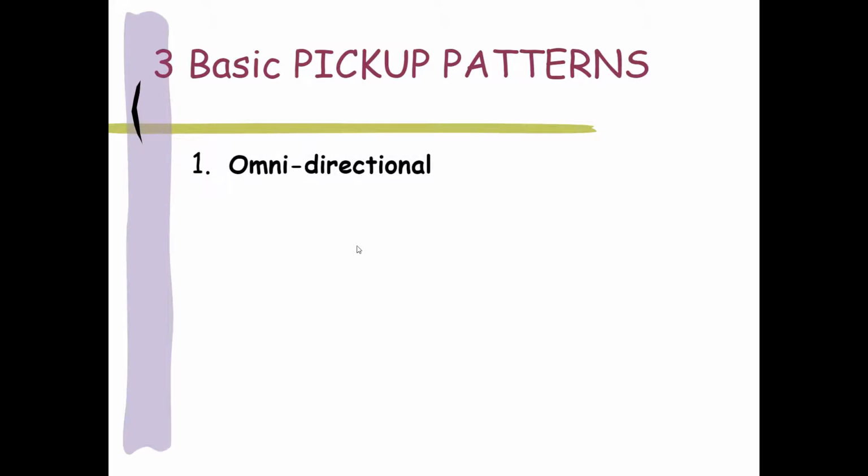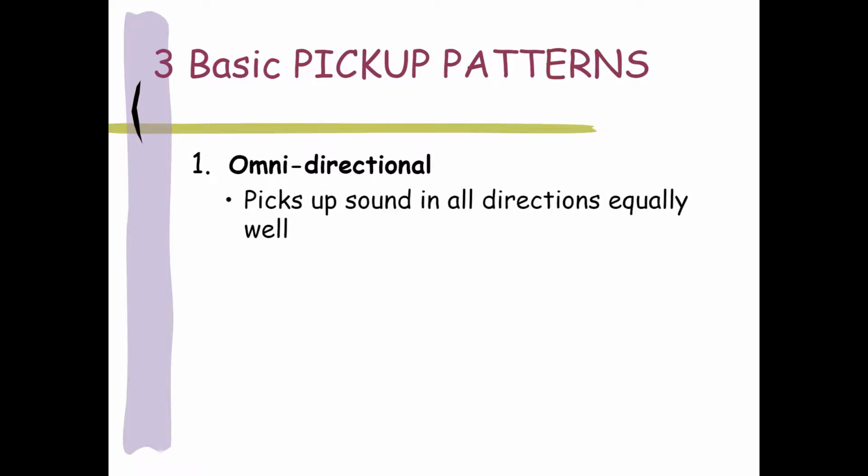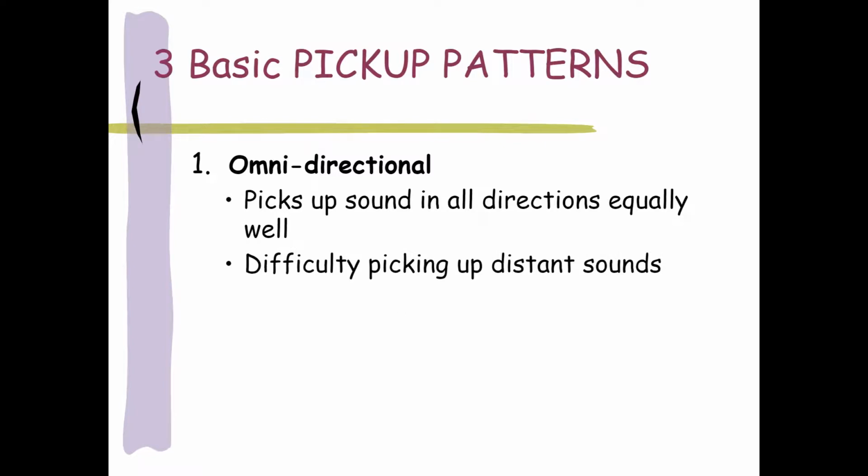The first one is omnidirectional. Omni meaning all around. So it picks up sound in all directions equally. It has difficulty picking up a distant sound. So if you have a cow out in the pasture and you're on the gravel road trying to pick up that sound of that cow, probably not a good microphone to use. It's too far away.